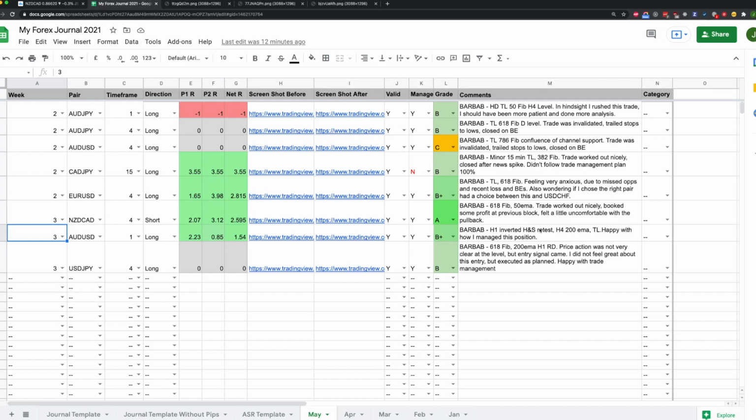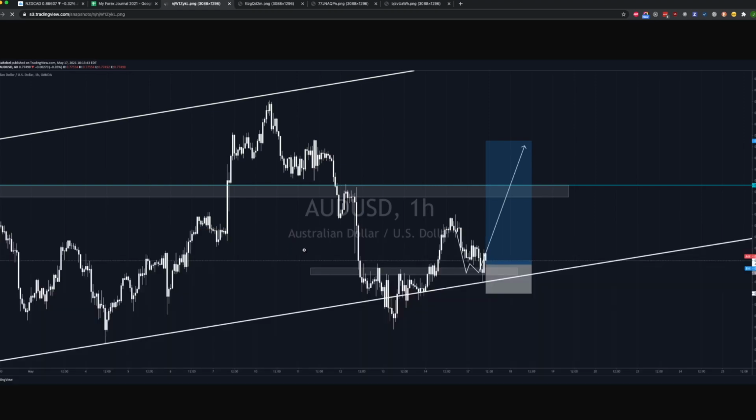So it's a break and retest of the inverted head and shoulders pattern on the H1 time frame, together with the 4 hour 200 EMA. There was also a trend line in play. I was happy with how I managed the position. Right, so I'll just jump to the, actually no, so this was the trade here at the time that I entered the position. Right, so this is when I entered.